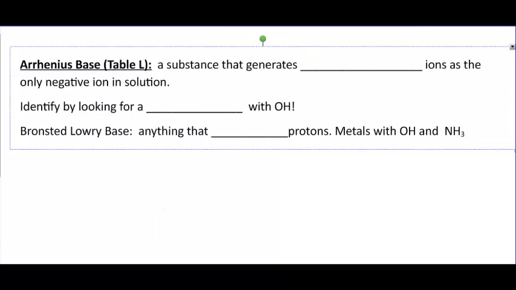All right, bases. Bases are on Table L. I already showed you the base. Bases don't generate hydrogen and hydronium, because if they did, they'd be called acids. They dissolve, and they generate hydroxide ions as the only negative ion in solution, okay? A hydroxide ion is an OH with a -1 charge. That's what hydroxide is. It's polyatomic. It's in Table E.